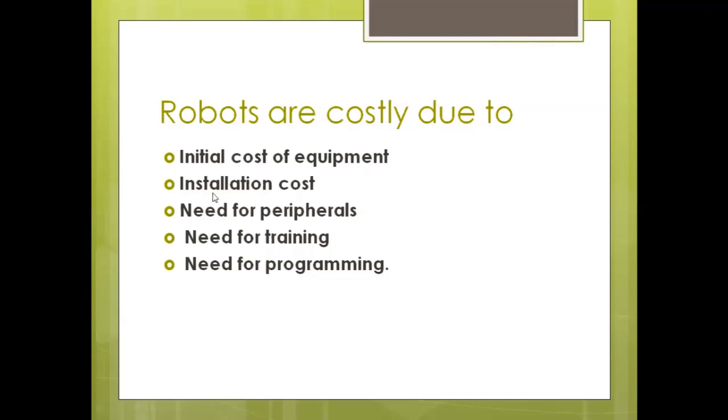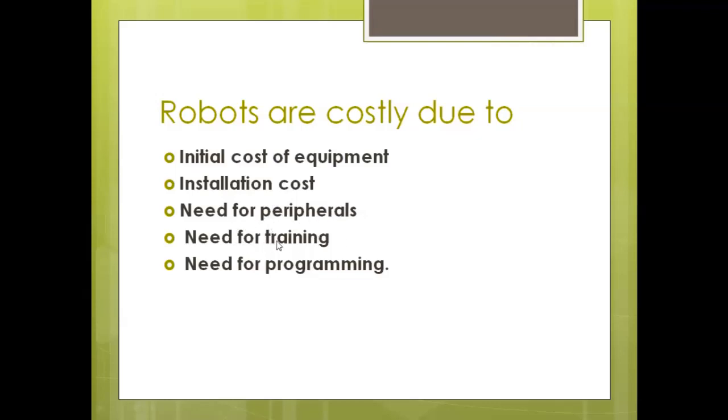Second one, installation cost. Once you purchase the equipment, you should install it in a particular position and particular place. And for a particular piece of equipment or device, you should write a set of instructions, that is programs, and that is the installation cost. Then need for peripherals.